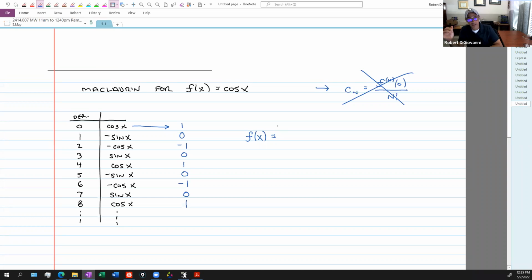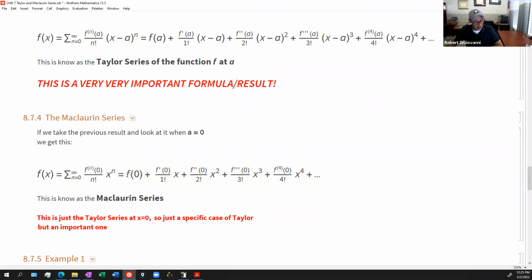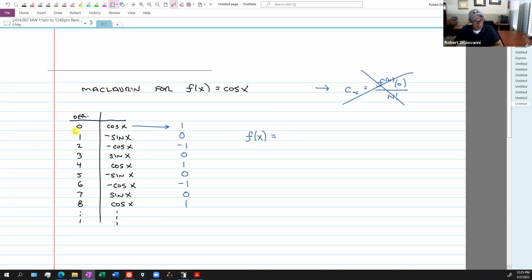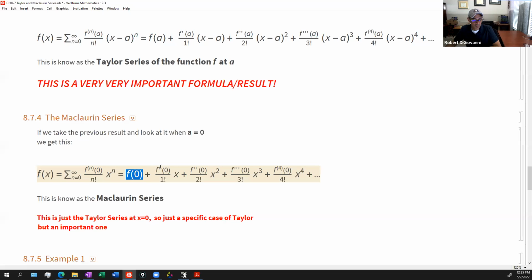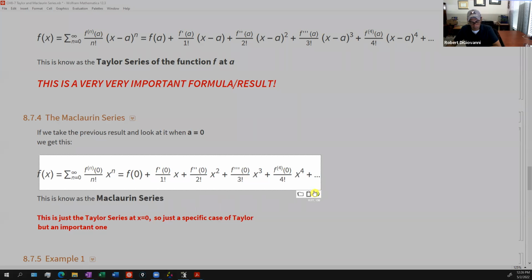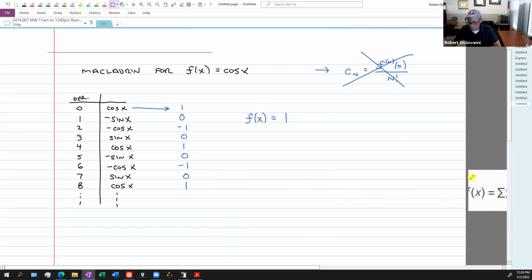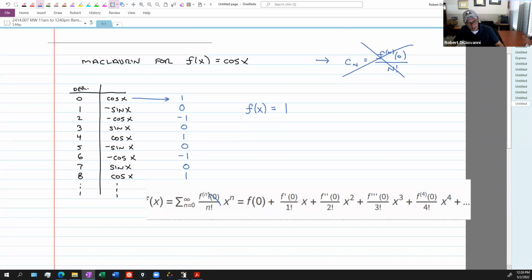We know that the very first term, this is our Maclaurin right here. The very first piece should be f of zero. f of zero for us, the original function at zero, would be one. Now the next piece is plus the first derivative at zero over one factorial. I'm not doing a formula here because I don't have a nice one. So I'm doing f of zero, that's here. Now the first derivative at zero for us was what? Zero, over one factorial.